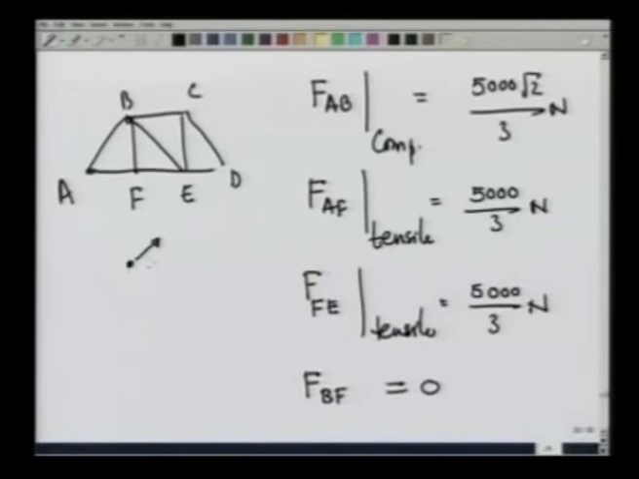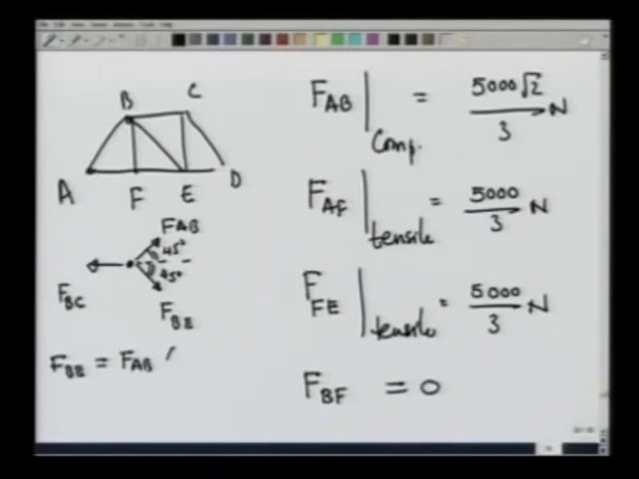There is no force in BF direction. There is a force FBE in this direction, and there is a force, let us assume now, to balance forces FBC in this direction. These are at 45 degrees each. Right away you see that this is FAB, that FBE must be equal to FAB. This comes from summation Fy equal to 0, and therefore FBE, and the direction also comes out to be right, should be equal to 5000 over 3 newtons.